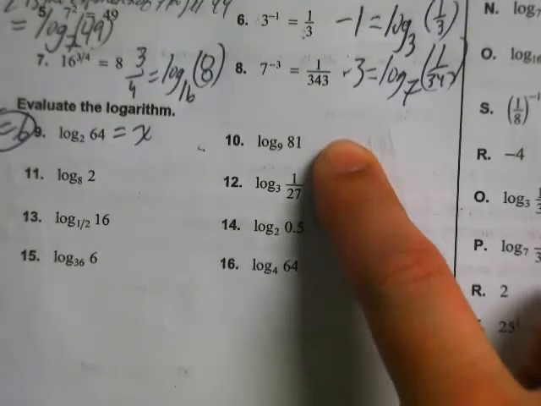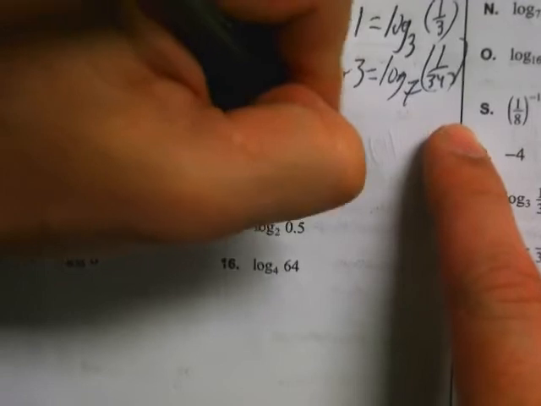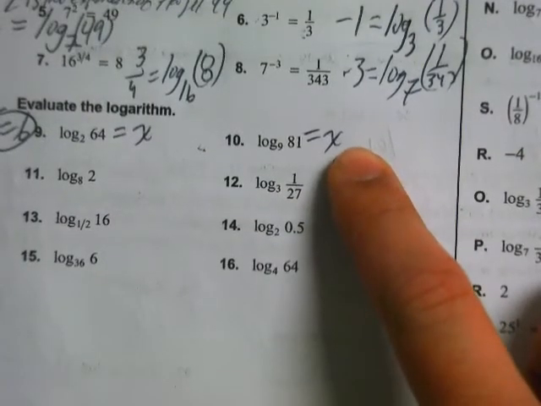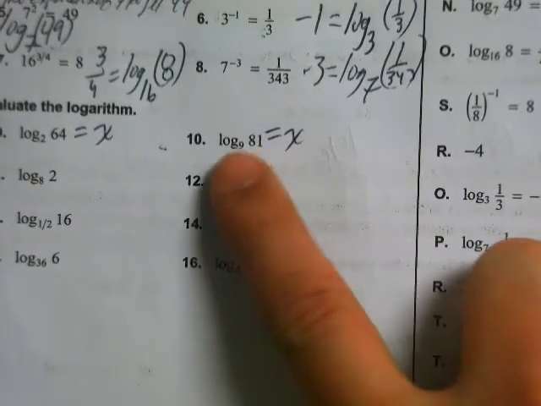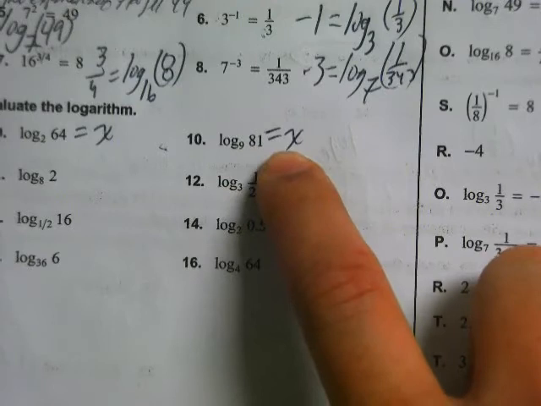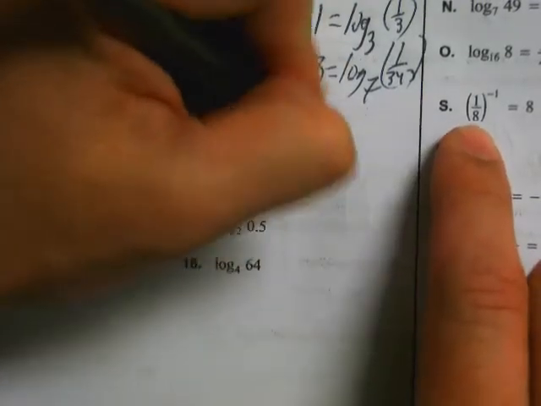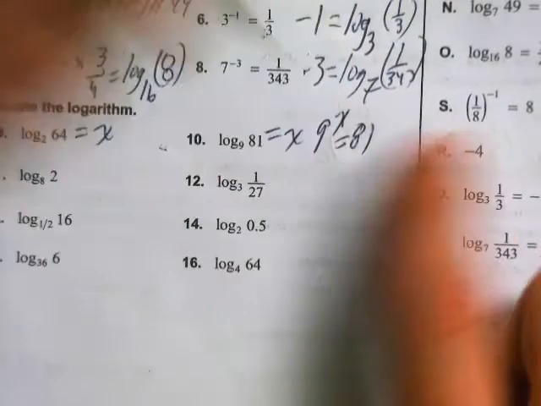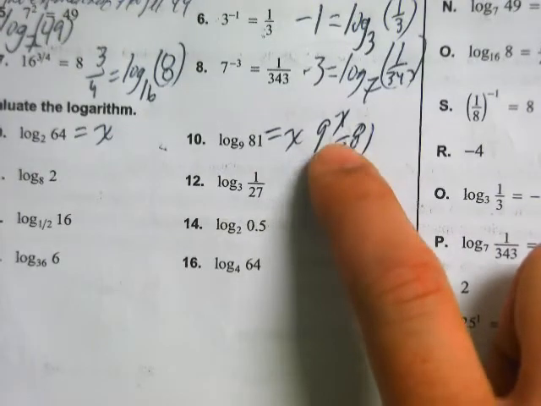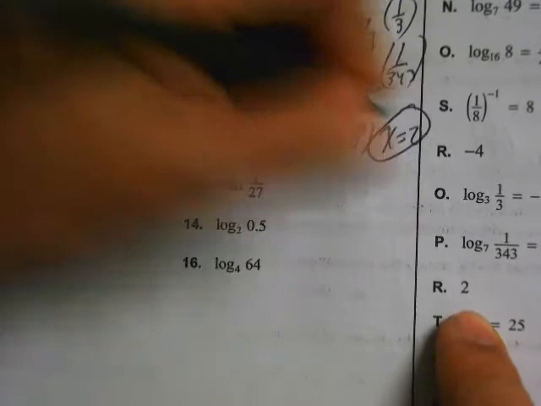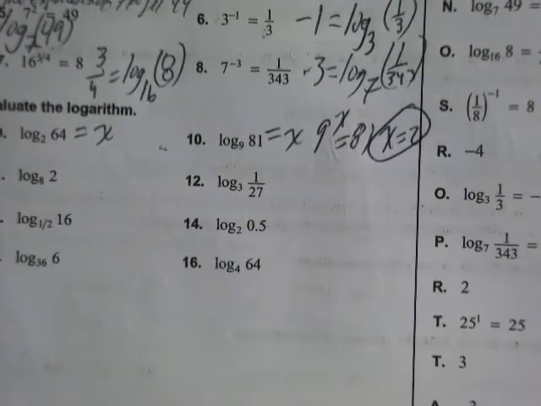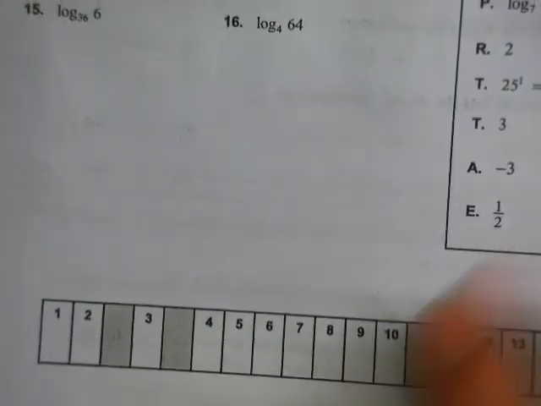Log base 9 of 81. Remember to just put your unknown off to the side to clear up any confusion that may be remaining in how you're going to solve the log. From here, we can see that 9 to the x power is 81. So x, mentally here, we can see that it's going to equal 2 because 9 squared is 81. And so on. We're going to solve out that puzzle.